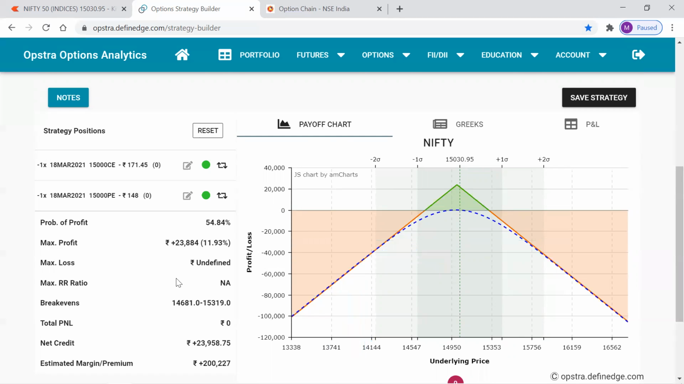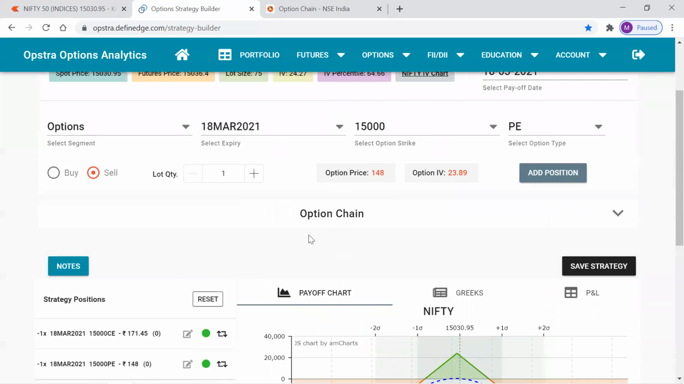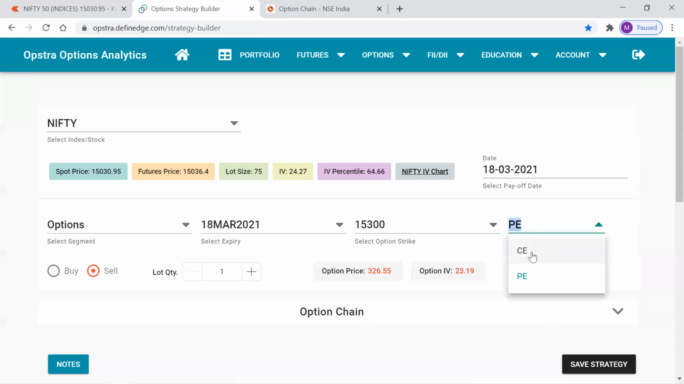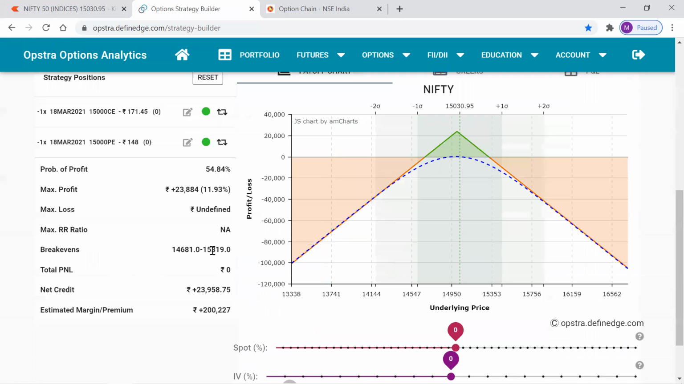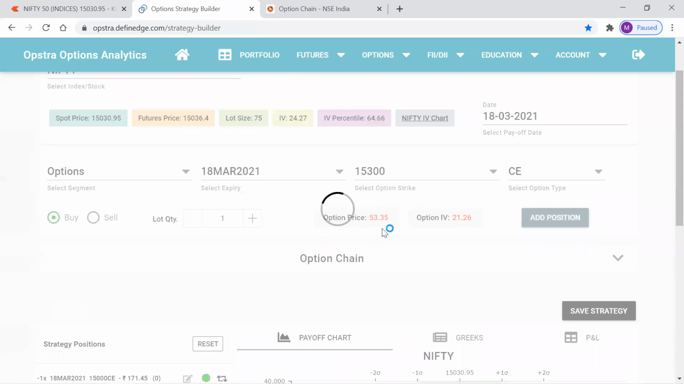So for that, what you need to do, after implementing straddle, look at the break evens 14,681 and 15,300. So let's consider this point 15,300, right? So I'll select 15,300 call option. I'm selecting upper break even. So for upper break even, you need to select call option and you need to be buying that. Select buy. Add position.